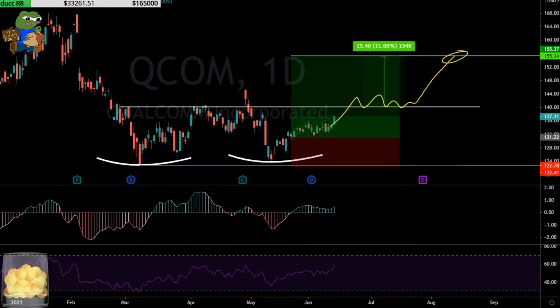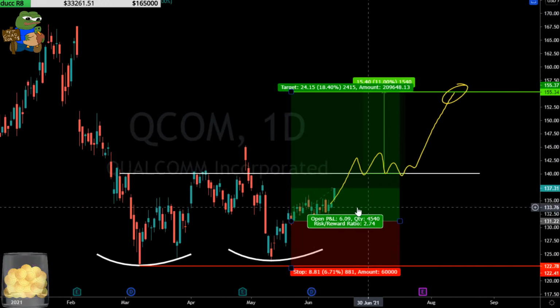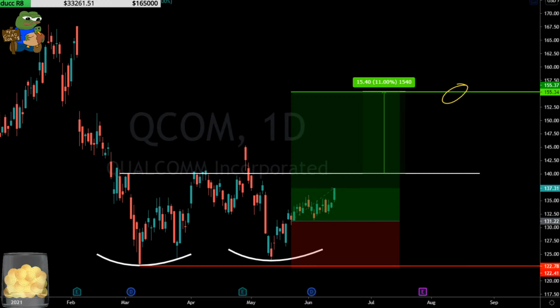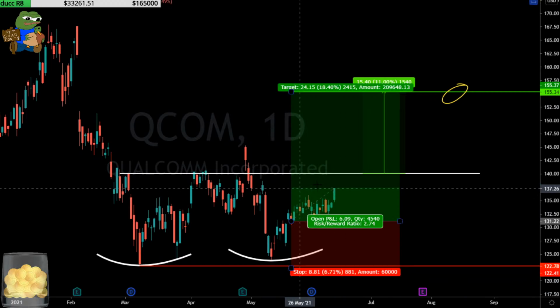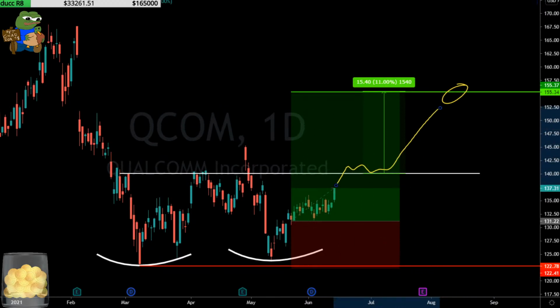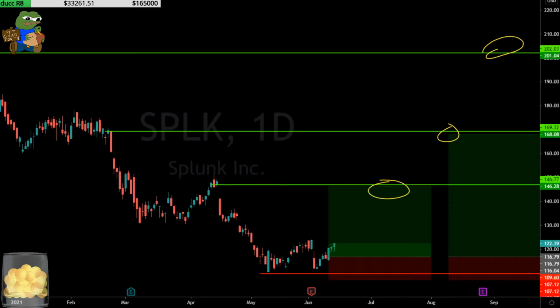Moving on to QCOM. Rallied today. Very nice day on the Monday open, up 2%. At the close, up 2%. Approaching that overhead horizontal line resistance, overhead resistance neckline that we would like to see get up above, and then we can aim for our 155 target area.